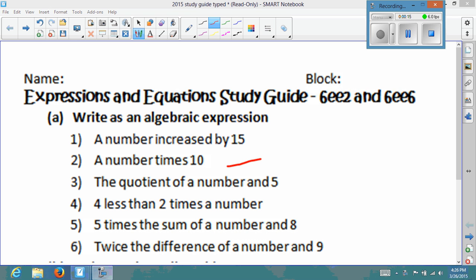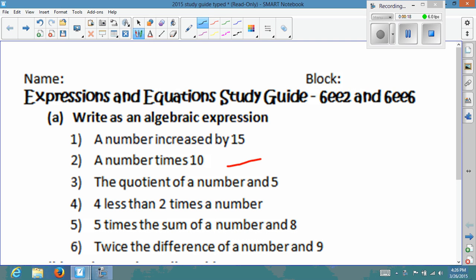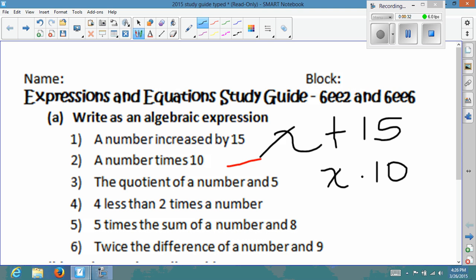So a number, I'm going to call x. Increased means plus 15. So x plus 15. Next one, a number times 10. Now remember, to show multiplication, you can do a few different ways. We could do x times 10, or we could just write 10x. So any of these is acceptable.